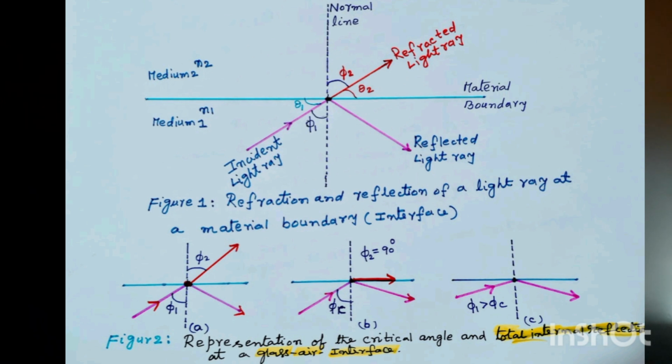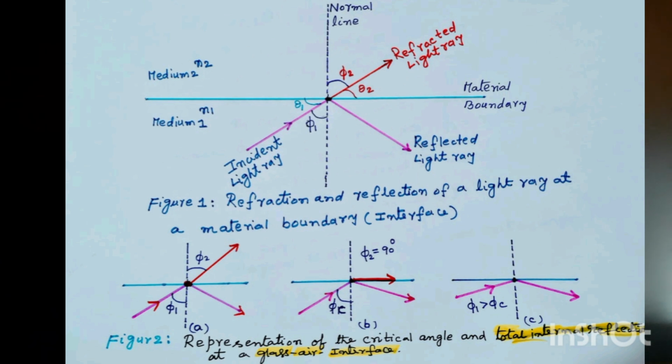The relationship at the interface is known as Snell's law and is given by N1 sin phi 1 is equal to N2 sin phi 2, where phi 1 is the angle of incidence and phi 2 is the angle of refraction. As the angle of incidence phi 1 in an optically denser material becomes larger, the refracted angle phi 2 approaches pi by 2, or 90 degrees.